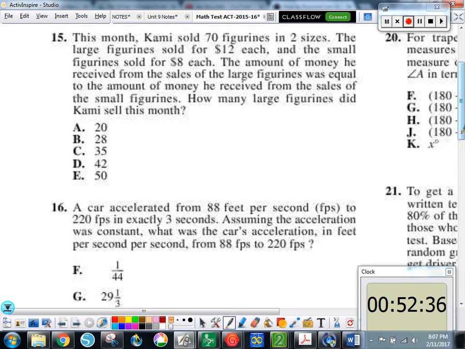Okay, on this one, Tammy sold 70 figurines in 2 sizes. The large figurines sold for $12 each, and the small ones sold for $8. The amount of money she received from the sales of the larger figurines is equal to the amount of money she received from the sales of the small figurines. So 12 times x equals 8 times y. That would be one equation.